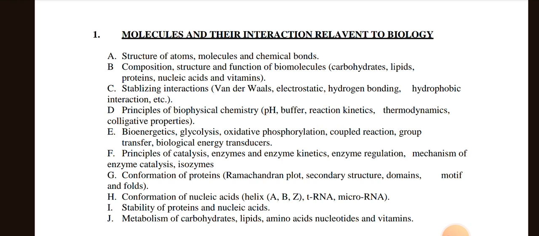Next is conformation of nucleic acids. Here we will see helix A, B, Z. Then specifically tRNA, microRNA, these are important topics. And next is stability of proteins and nucleic acids. The next subunit is metabolism of carbohydrates, lipids, amino acids, nucleotides and vitamins.